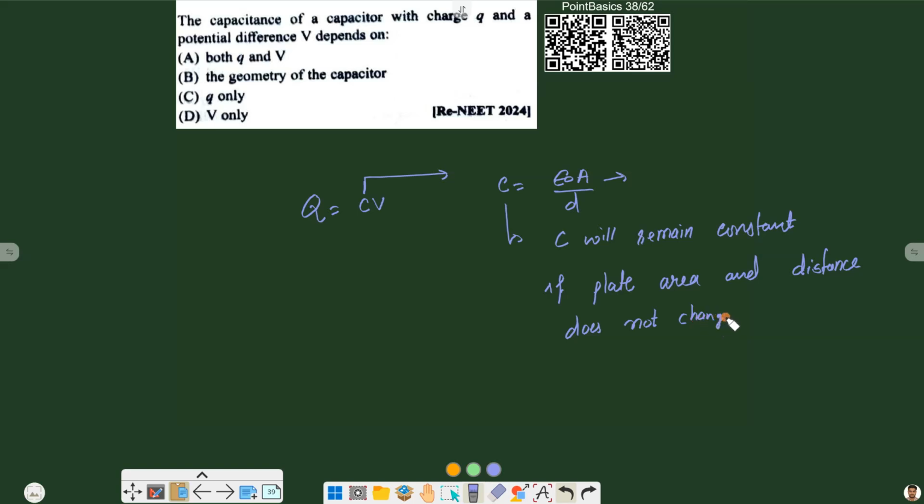So what does it mean? That it neither depends upon Q nor upon V, it only depends upon the area and the distance, meaning the geometry of the system. So option B, the geometry of the capacitor, decides what the capacitance will be, and it will either increase or decrease. That only depends upon the changes in geometry of the capacitor.